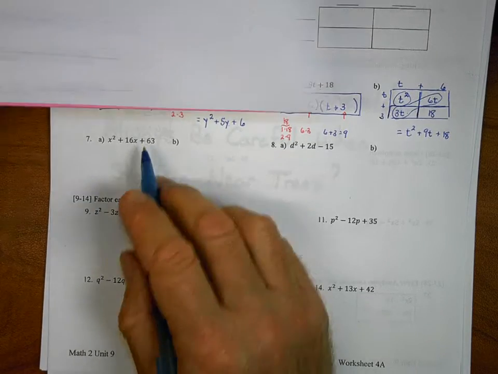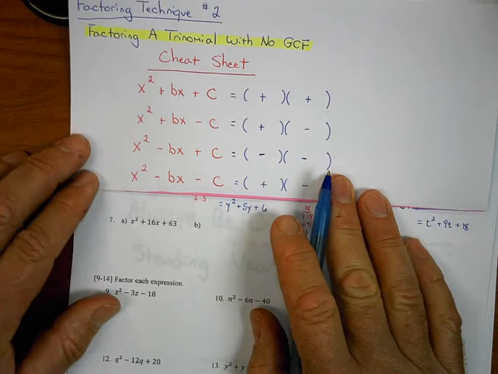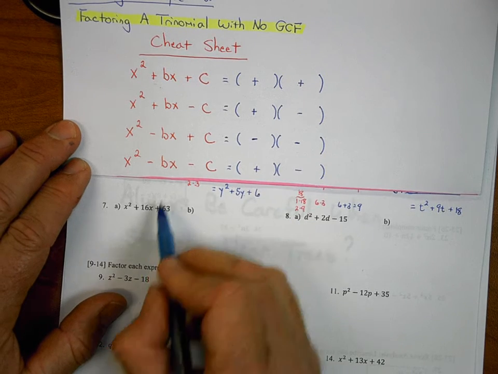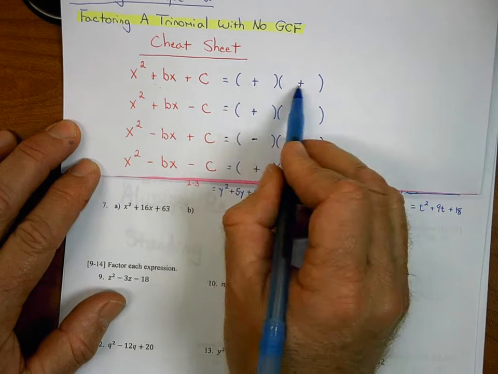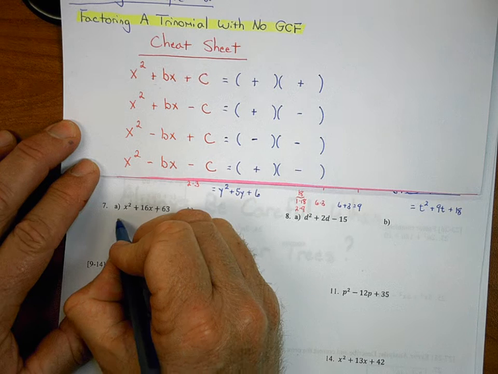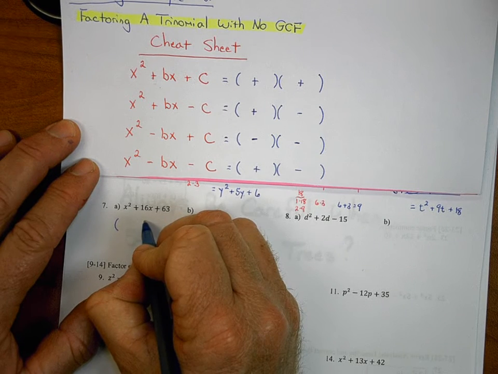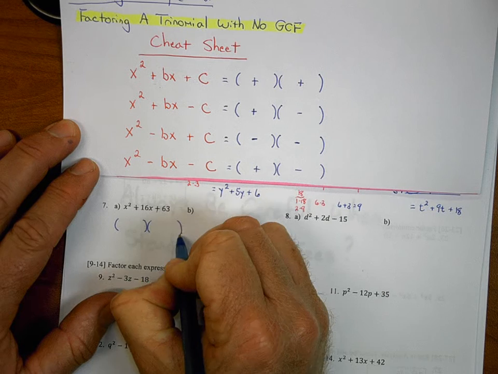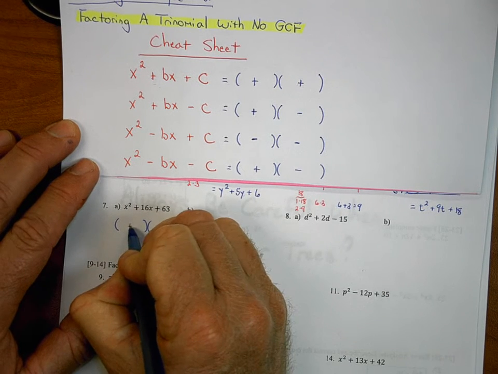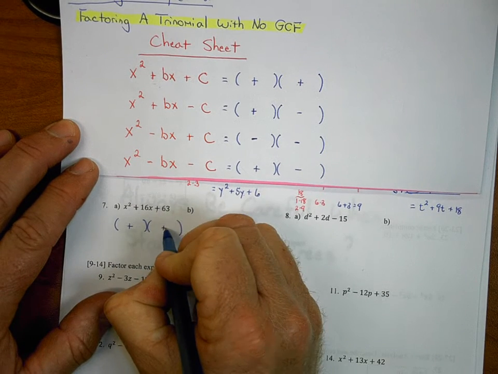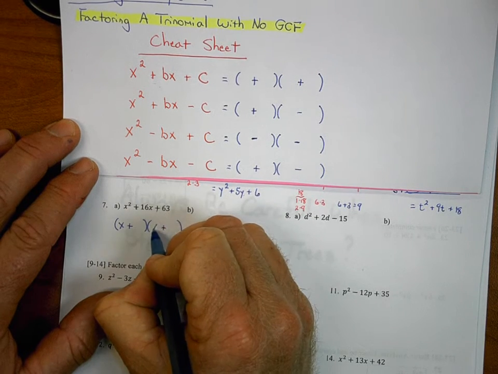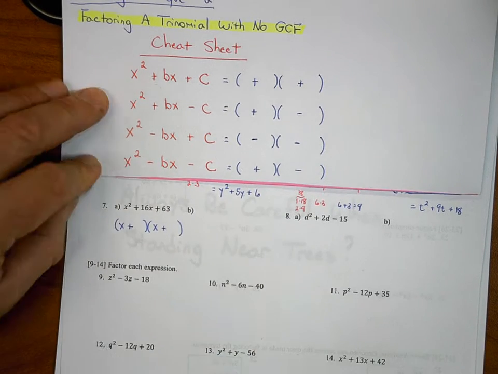So I'm going to go to my cheat sheet right here. Notice in number 7, I have a trinomial that's a plus plus. So I'm going to once again have a plus and a plus in each one of my parentheses. So whenever I'm factoring a trinomial, I know it's going to factor into two parentheses, and my cheat sheet tells me I'm going to have a plus and a plus. My first term is x squared, so the first term in each parentheses is x and x.